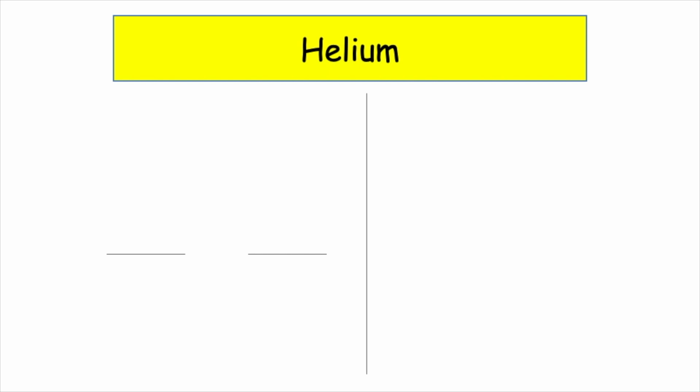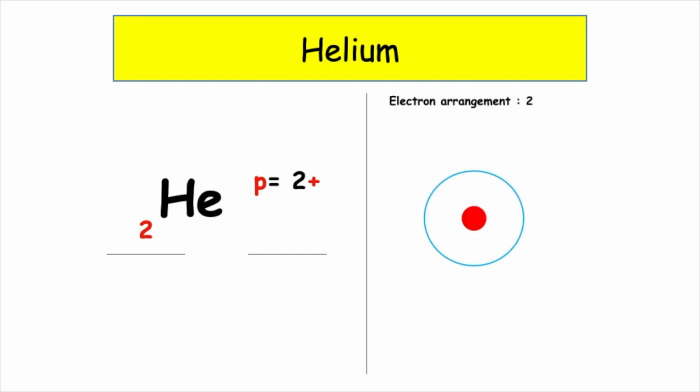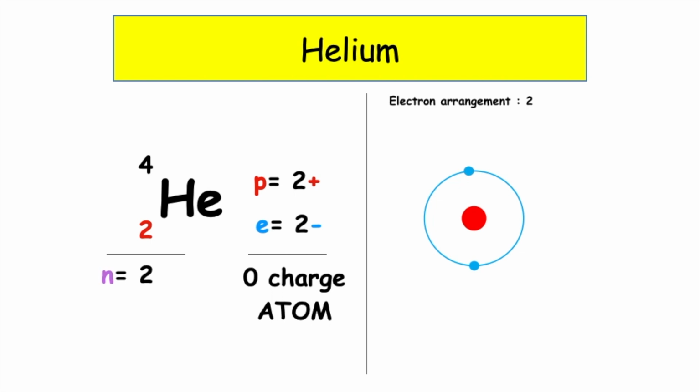Let's take helium. Chemical symbol is He. The position is 2, which means it has 2 protons inside the nucleus which have a positive charge. The electron arrangement is 2, meaning that we have 2 electrons, one found at 12 o'clock and one found at 6 o'clock in the first energy level. If we've got 2 protons and 2 electrons, it means that the overall charge is 0, which means this is an atom. Using page 7 of the data booklet, we can find that the mass number is 4. 4 take away 2 tells us that we have 2 neutrons inside the nucleus.